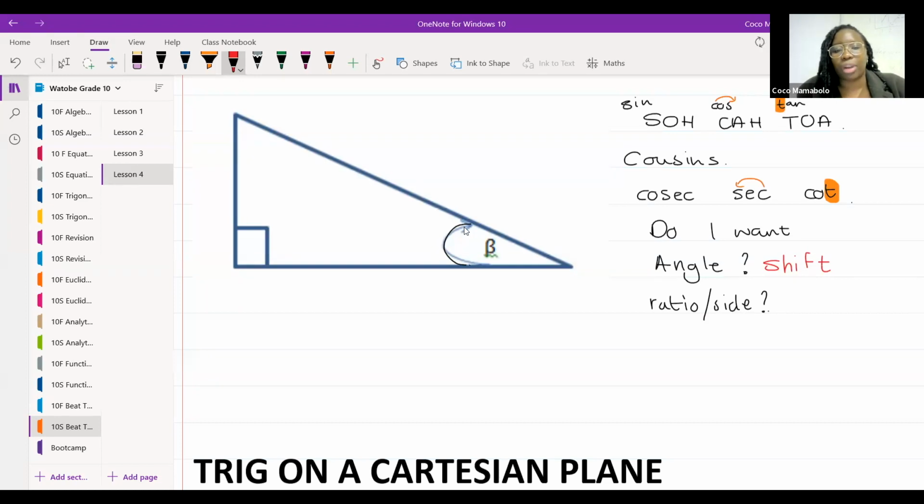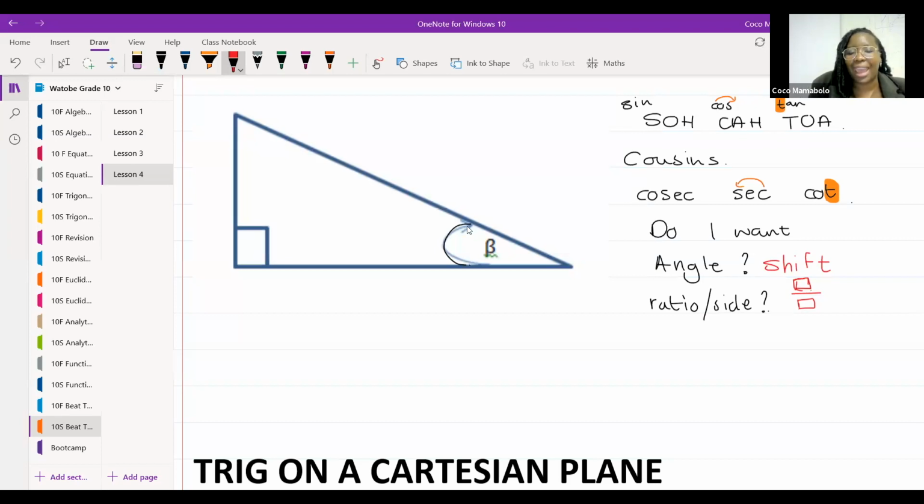Now, if we want a ratio, we're always going to use SOHCAHTOA. That's when the ratios and the side come in. We always want something over something else, which is what we're looking for. Amazing. All right, good. So that's the ratio and that is the side. That's how we're going to get the side.